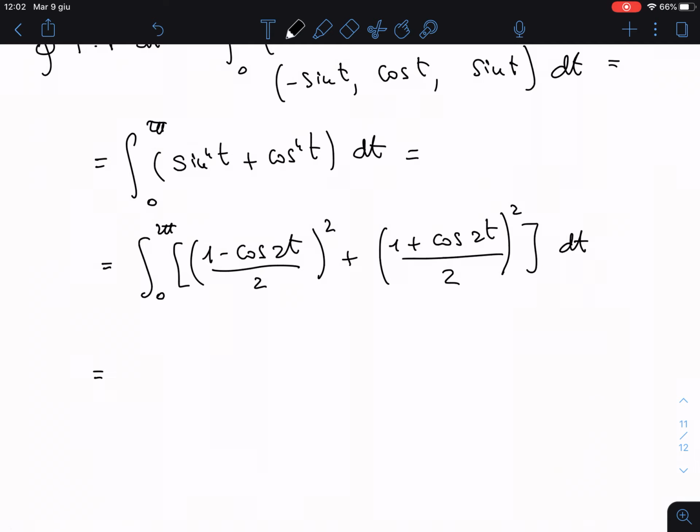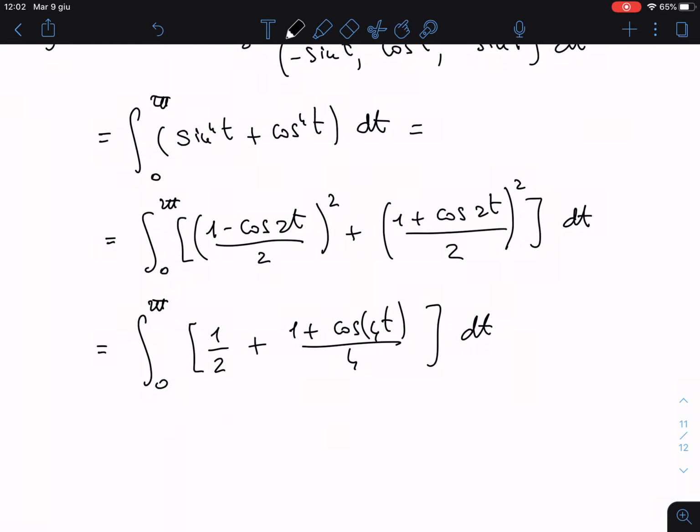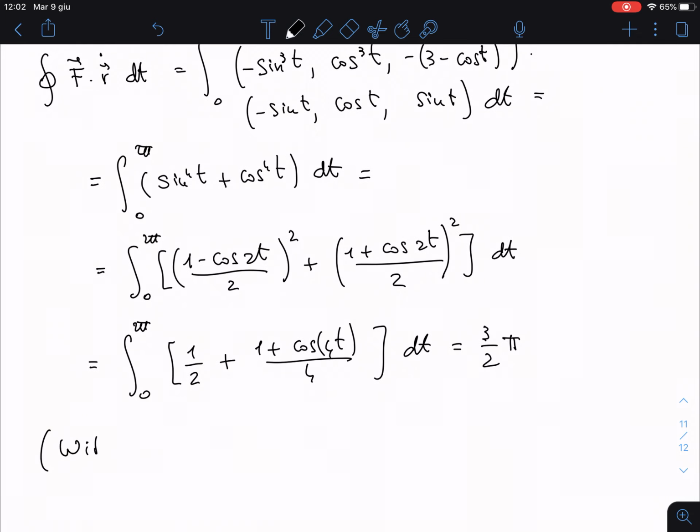And then you apply again the formulas and you end up with the integral from 0 to 2 pi of 1/2 plus 1 plus cosine of 4t divided by 4 in dt. And so at the end, you have no contribution from the cosine, so you just have 1/2 plus 1/4, which is 3/4 times 2 pi, and this is equal to 3/2 pi. Here, I skipped many passages. Try to do it slowly, and you will see that this is very long with all the passages. This computation is much longer.